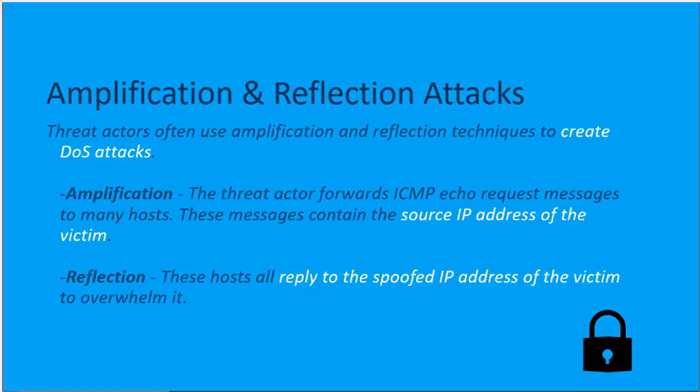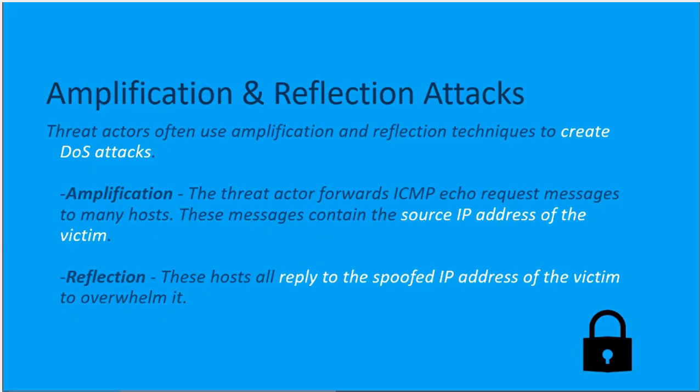Let's jump into amplification and reflection attacks. With amplification and reflection attacks, this is really a combined attack procedure. Our threat actors are going to use amplification and reflection both to create a denial of service. With amplification, the threat actor is going to forward an ICMP echo request message to many hosts. These messages all contain a spoofed source IP address, and that source IP address is of the victim we want to hit.